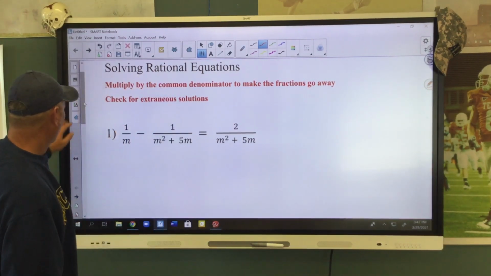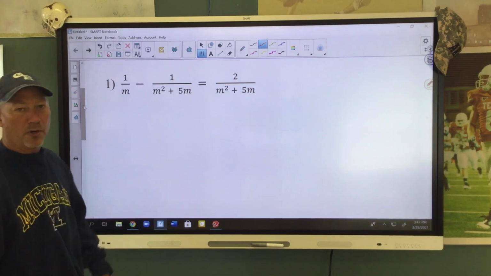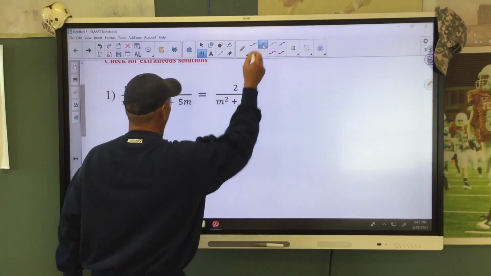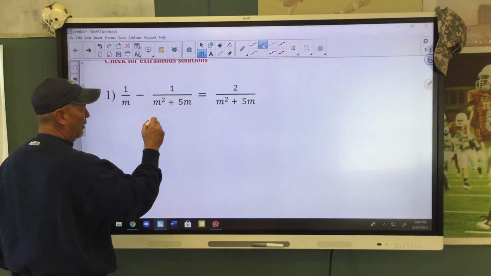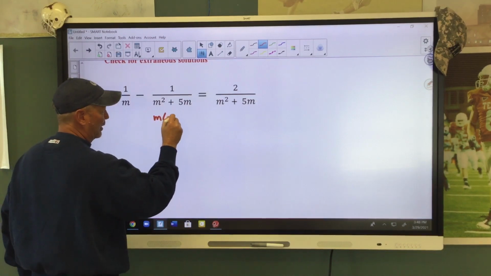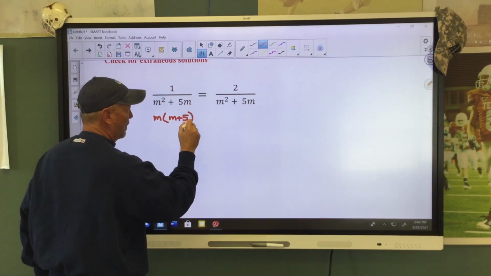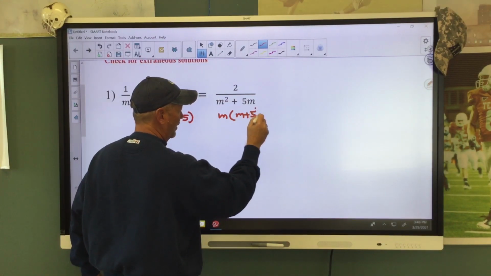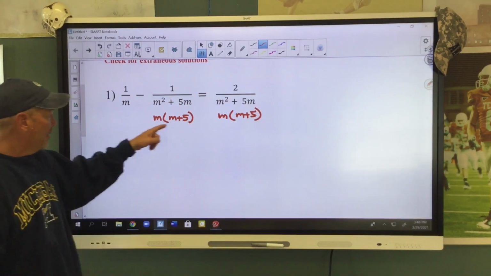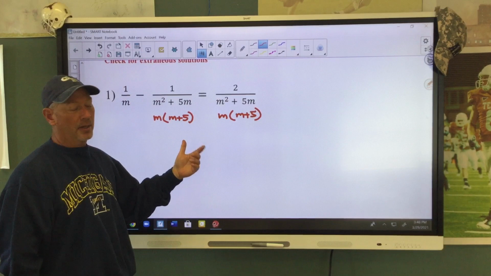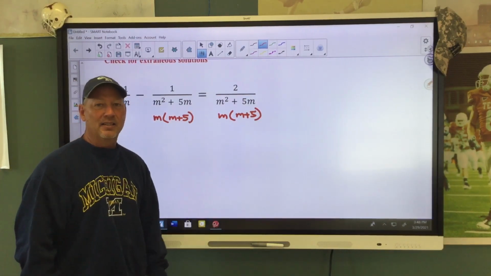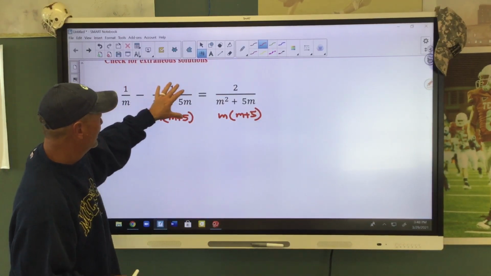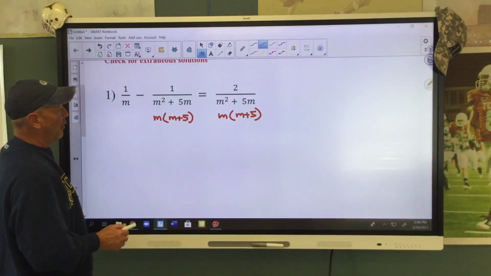All right, so first thing we're going to do, we need to figure out what our common denominator is. Let me bump this just a little bit lower, okay? So when we factor, this has a greatest common factor of m, and then m plus 5. So if you look at this, this will be my common denominator. And this is what I want to multiply every term times.